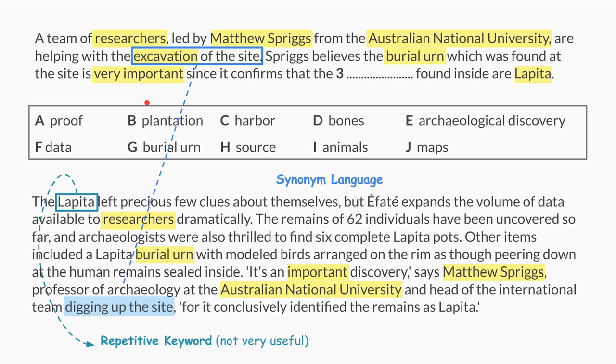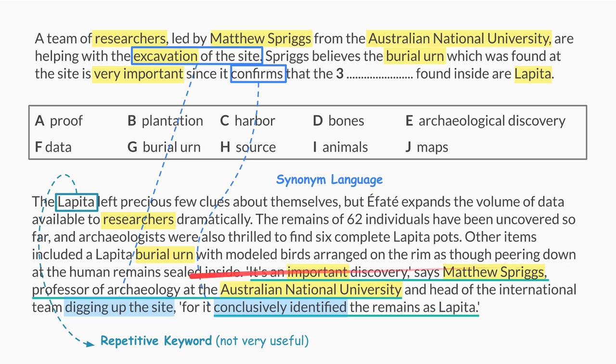Okay? So that is what it means to excavate, to dig up, in order to search for something, usually for something related to history, something related to culture, something important. Over here, I have another term, conclusively identified. Well, that is synonym language for confirms. Because when you confirm something, you conclusively identify it. You know for a fact that it is what you think it is. It has been confirmed through evidence, through science, through research. It has been conclusively identified.